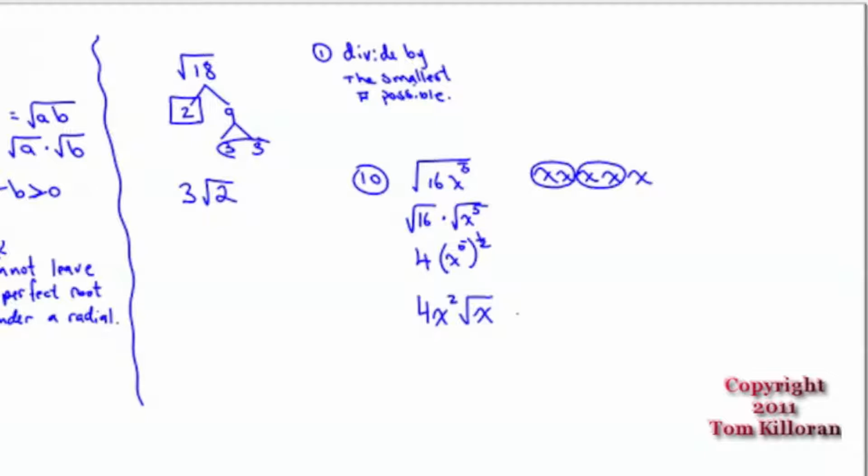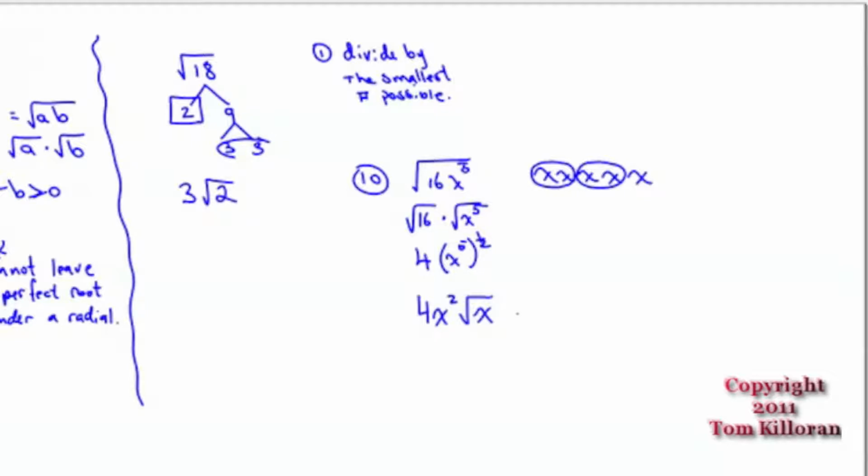Once you get used to it, it's not that bad. It's just you do have to practice it a little bit, get used to what goes in and what goes out. I've had people do it backwards on the test before. I've had answers like x times the square root of 4x squared because they get confused between what goes in and what goes out, so be careful with that.